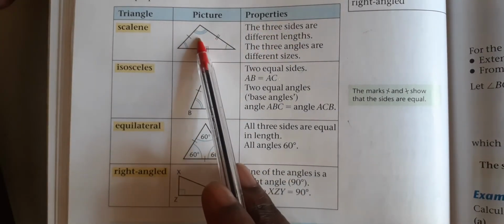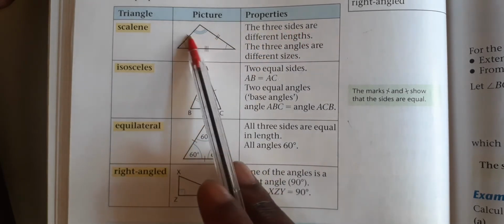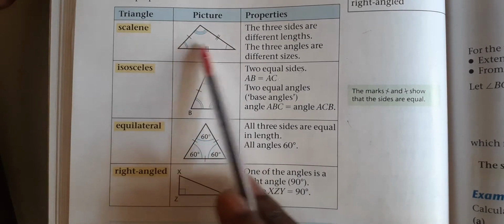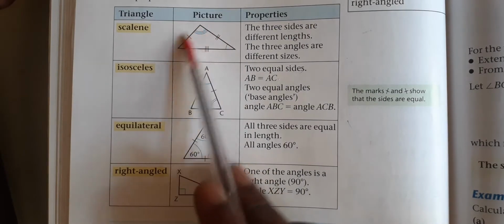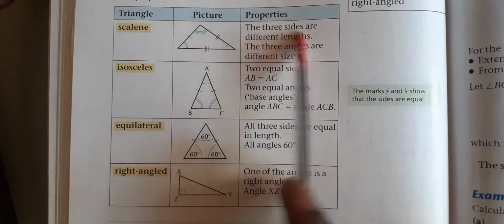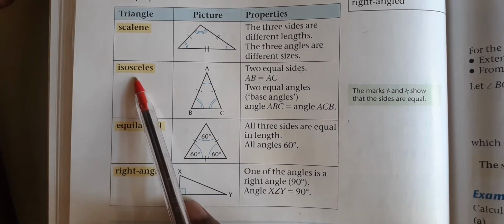In this triangle, the 3 sides are different. They have different lengths, as well as all the 3 angles. All the 3 angles are different also. As you can read here, these are the properties of the first one. Then the second one is an isosceles triangle.